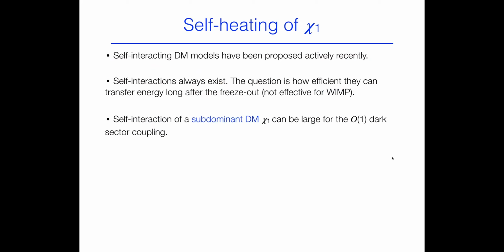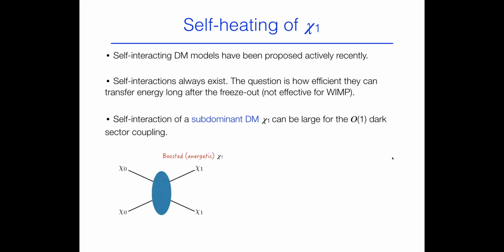self-interactions always exist in any kind of dark matter model. The question is how efficiently they can transfer energy long after the freeze-out, which is not effective for WIMP. And the self-interactions of subdominant dark matter can be large for an order-one dark sector coupling. We need a large coupling because we want this light dark matter to be subdominant, which means we need a huge coupling to increase the annihilation cross-section between the light dark matter and the standard model sector.